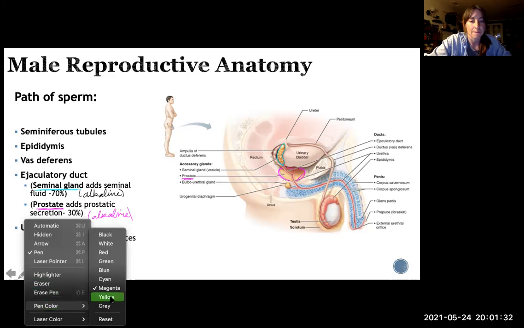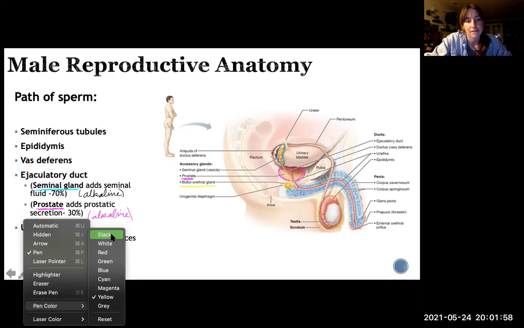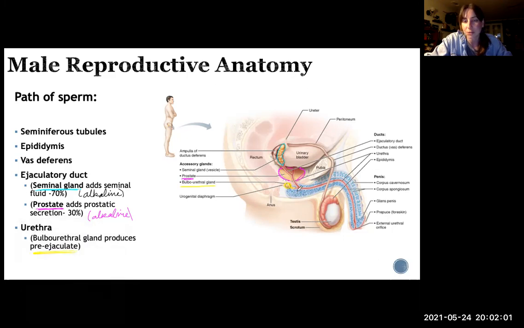Finally, the bulbourethral gland. And this actually happens before these other things. So before ejaculation, the bulbourethral gland is going to produce pre-ejaculate, okay? Or pre-cum, if you're being colloquial about it. The purpose of the pre-ejaculate is to clear the way, basically, for sperm. So it's going to help to neutralize any acidic urine that might still be in the urethra, as well as lubricate the urethra for the passage of the sperm.